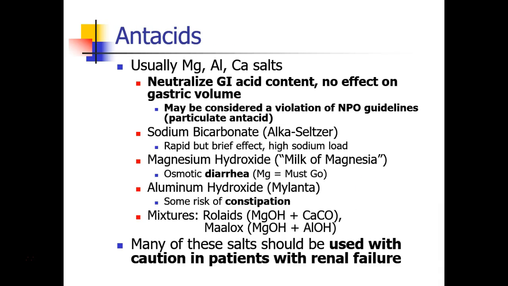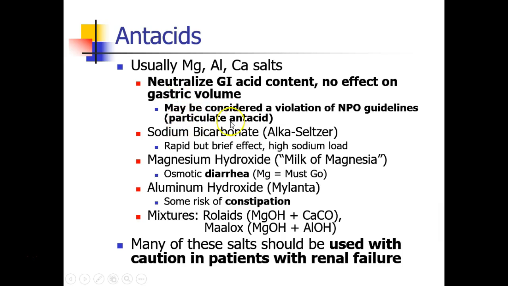The next group of drugs we're going to discuss are the antacids. When people talk about an antacid, they're usually referring to a salt of magnesium, aluminum, or calcium. They neutralize gastric acid content, but have no effect on gastric volume. Now you've seen these medications, and they're all sort of white and chalky, and so they may be considered a violation of the NPO guidelines.